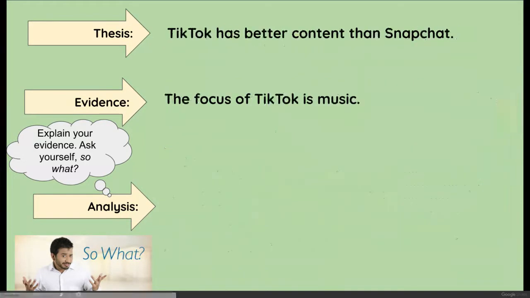So let's look at some more examples, and I want you to think of your explanation. Thesis statement: TikTok has better content than Snapchat. So that's the main claim. That's the argument. Then this is the evidence. The focus of TikTok is music. That's a fact, right? TikTok is focused on music. But then the question is, okay, so how does that prove that TikTok has better content than Snapchat?